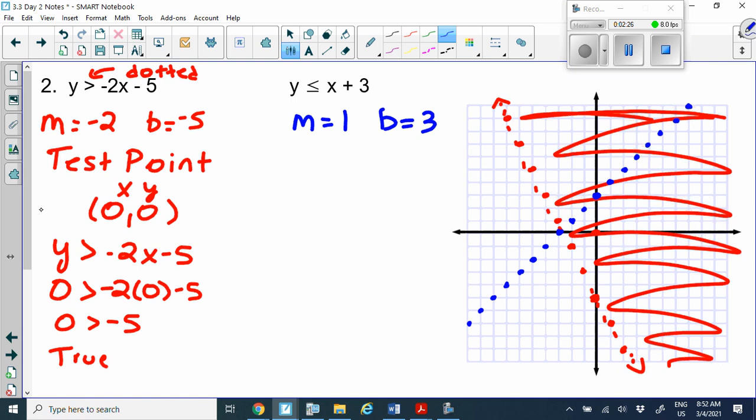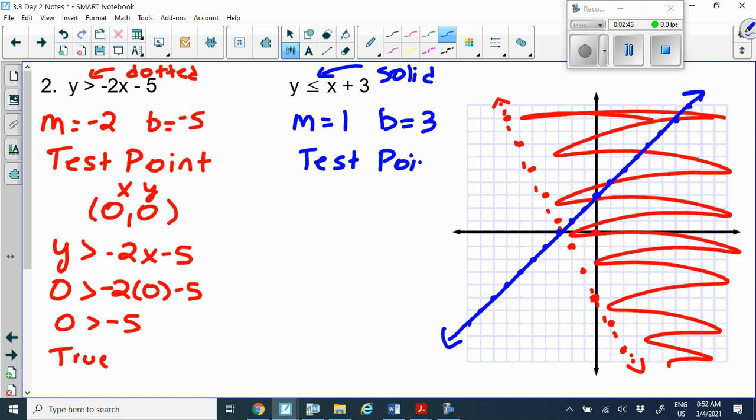Now, we need to determine if our line is going to be solid or dotted. It is going to be solid because it does have an equal bar on the inequality. So now I connect. There we go. Now I need to use my test point. Once again, 0, 0 is not on this line, so I'm going to go ahead and use it as a test point.